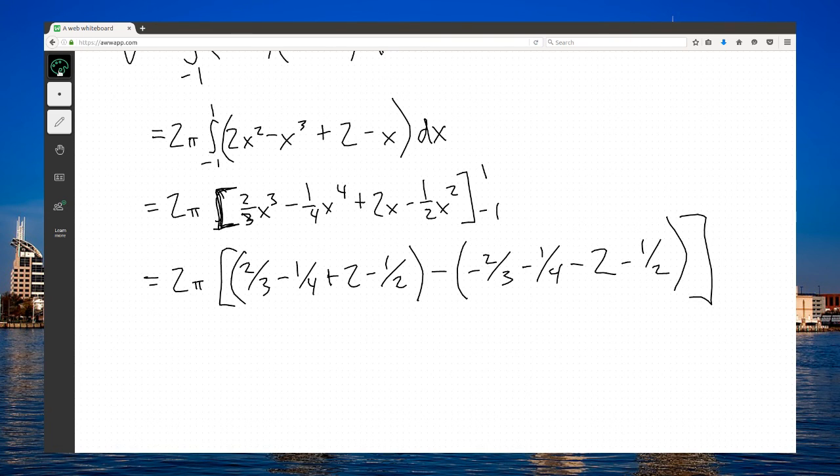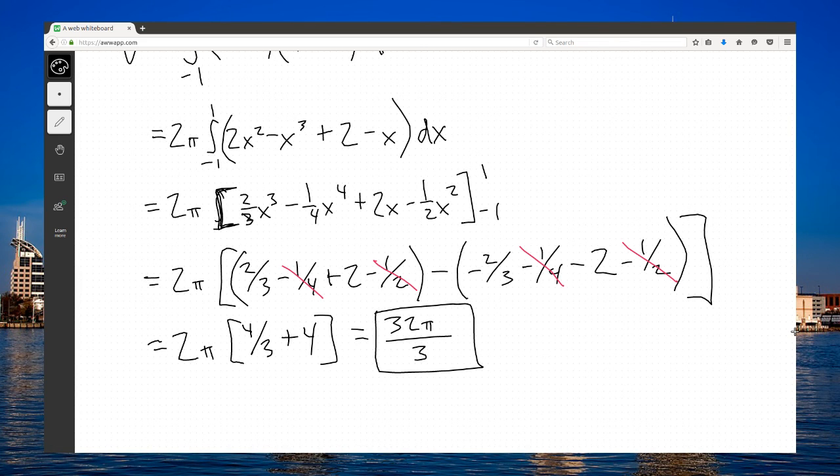All right, and then we can cancel a few of these. I see a 1/4 minus a negative 1/4. And I see a 1/2 minus a negative 1/2. But the others combine, 2/3 minus a negative 2/3, those add together. So that gets me 4/3. And then we have plus 2 minus a negative 2, that's plus 4. So I've got 4/3 plus 12/3, 16/3, that's 32 pi over 3 when you multiply by the 2 pi. And that's the volume of my region.